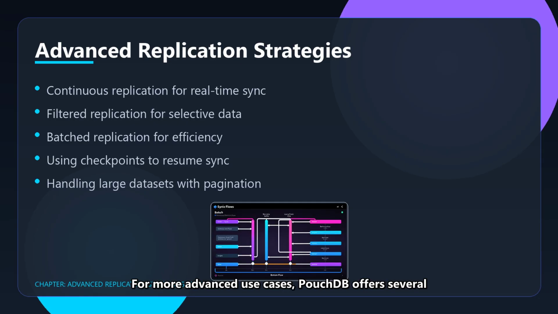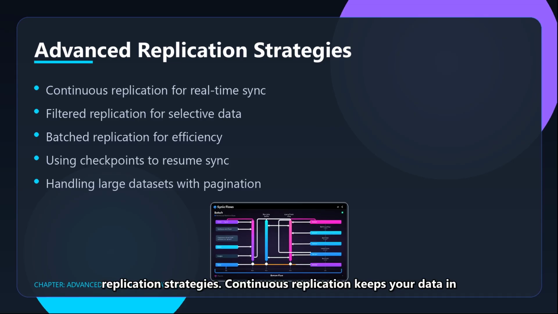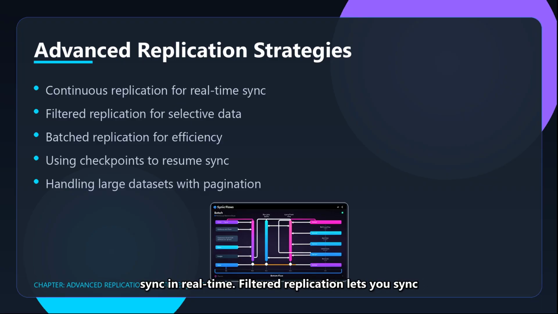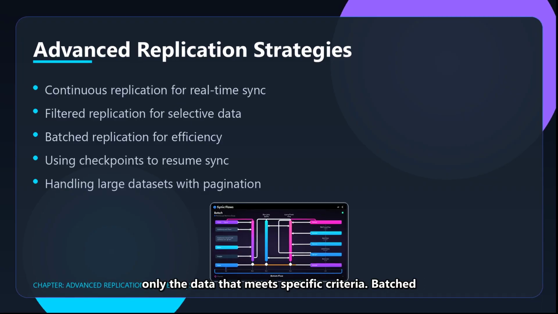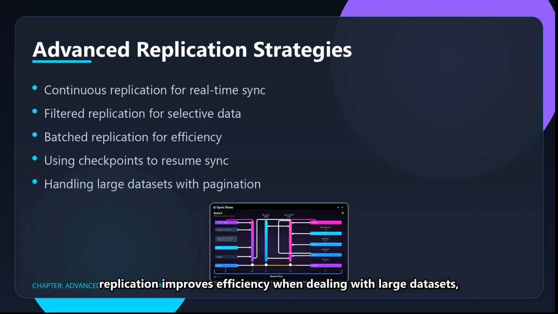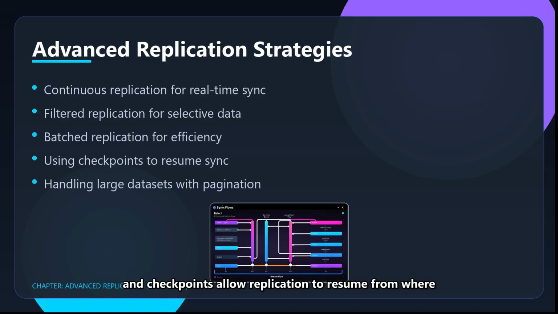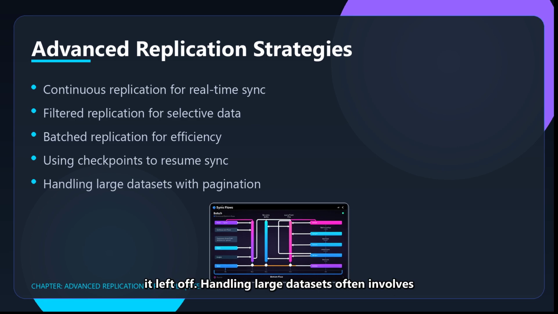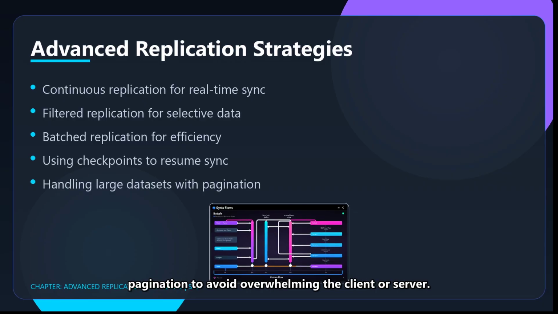For more advanced use cases, PouchDB offers several replication strategies. Continuous replication keeps your data in sync in real time. Filtered replication lets you sync only the data that meets specific criteria. Batched replication improves efficiency when dealing with large datasets, and checkpoints allow replication to resume from where it left off. Handling large datasets often involves pagination to avoid overwhelming the client or server.